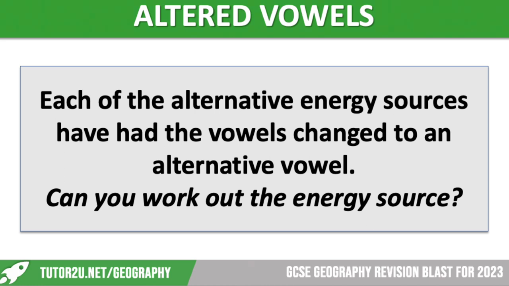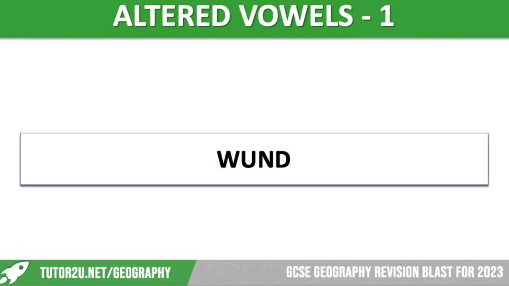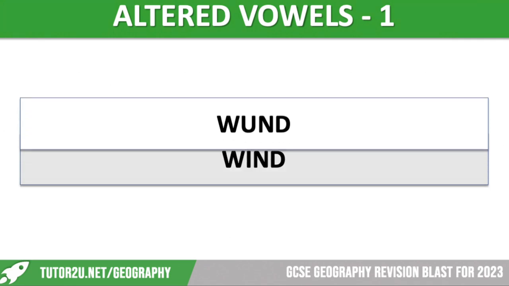Right, let's move on to a round of altered vowels. We're focusing on alternative energy sources. Each one that you see has had its vowels changed to an alternative. You just need to try and work them out. Some of them are very easy, some of them are a bit more tricky. So we're going to start off with a nice easy one here. Hopefully it is instantly recognisable. I'm not even going to give you a moment to guess it. It is, of course, wind.